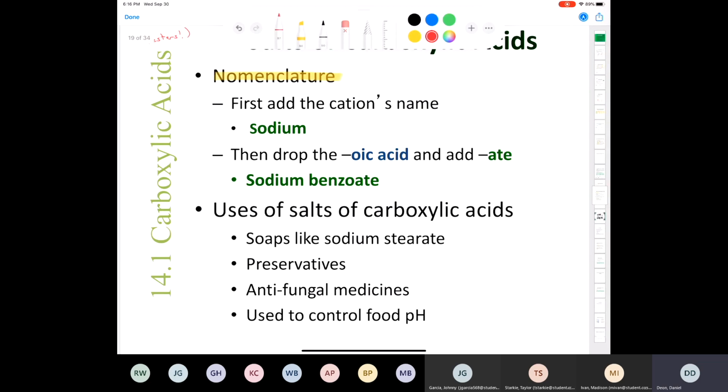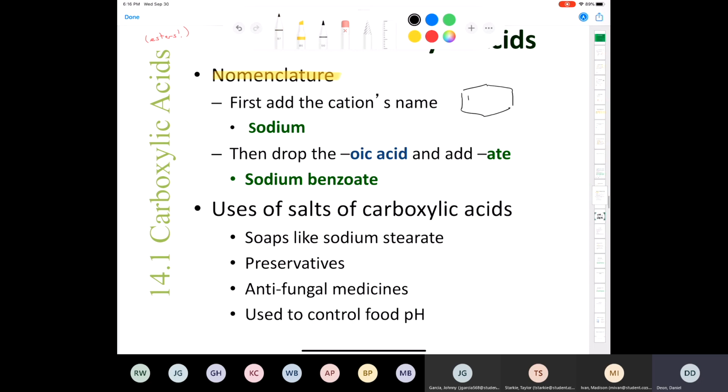And so for this example that is in this slide, if you had this carboxylate salt, you would have sodium, and then this is the carboxylate of benzoic acid, and so it would be benzoate. We drop -oic acid, we get benzoate, and so that would become sodium benzoate, and so that's what this is right here, sodium benzoate.